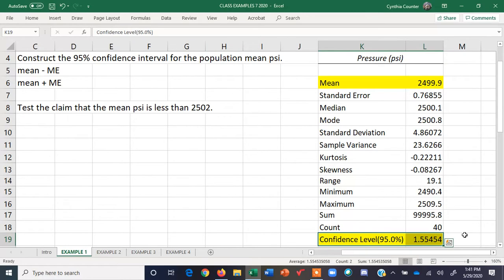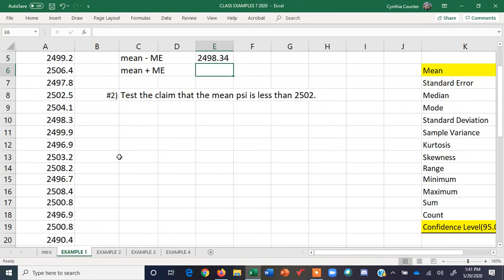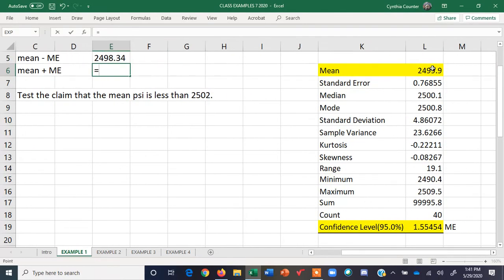So I will make a note next to it that this is the margin of error. So to find the left endpoint, we simply hit equals, click on the mean, and subtract the margin of error. That gives us 2498.34, and we are working on PSI, so that would be PSI. To find the right endpoint, we do the mean plus the margin of error. That gives us 2501.45. These are both in units PSI.